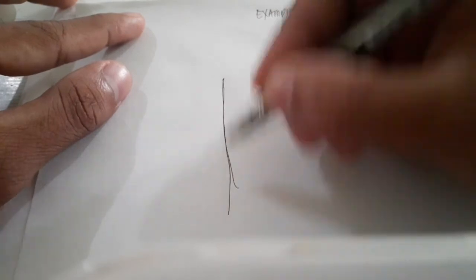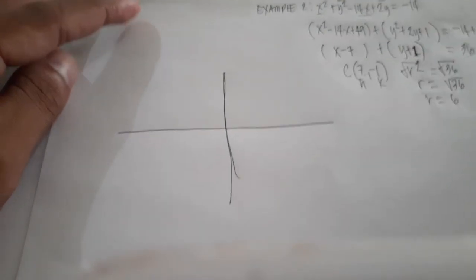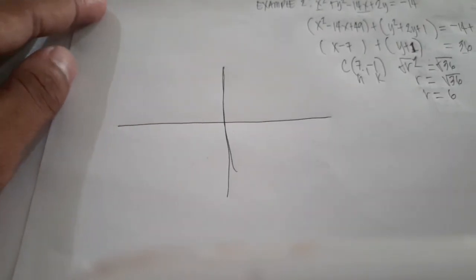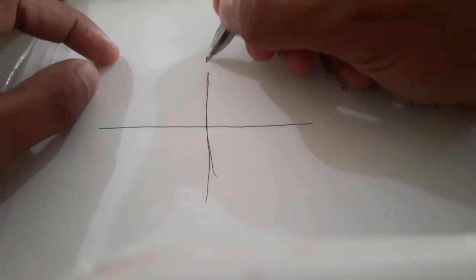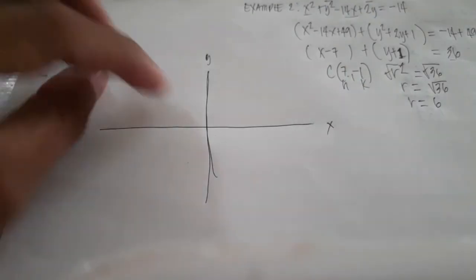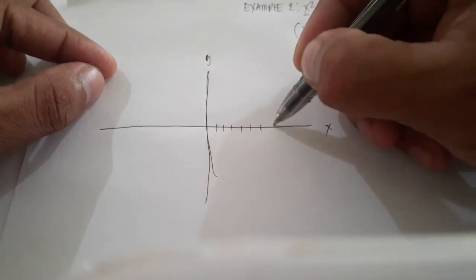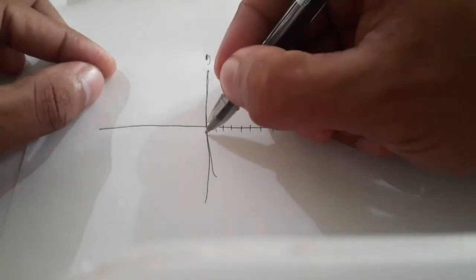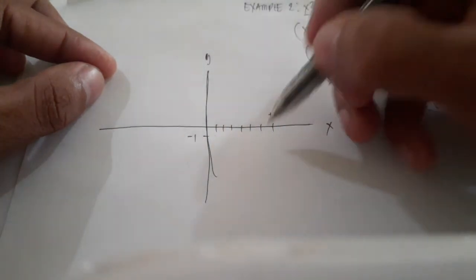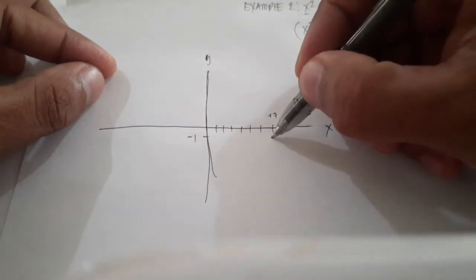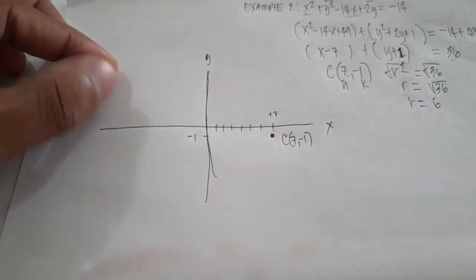Okay. So let's sketch. I'm sorry for the lines that I'm writing because I don't have any graphing paper here. So our (h, k) is at (7, negative 1). So this is y, this is x. So positive 7, negative 1. So 1, 2, 3, 4, 5, 6, 7. So it will be down here. This is negative 1, this is positive 7. So this is the center. The center is at (7, negative 1).